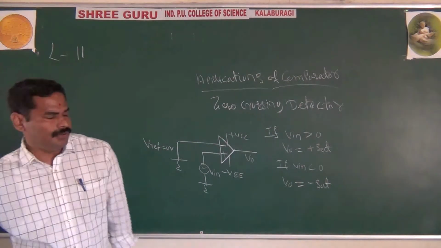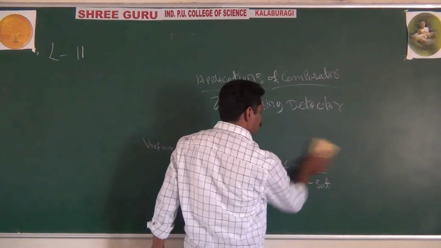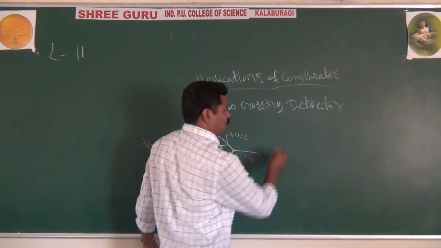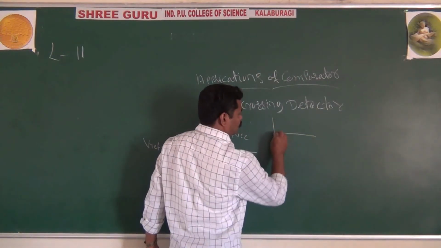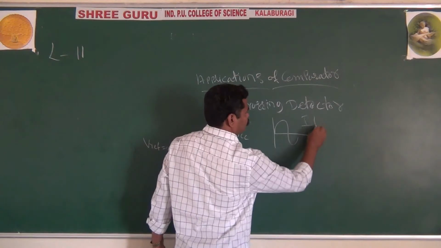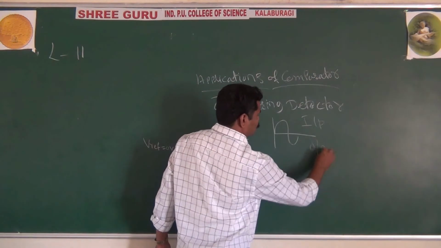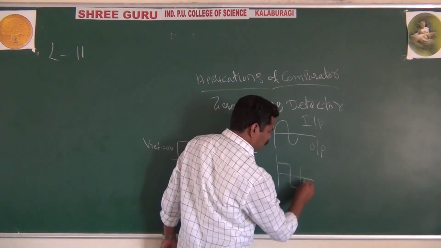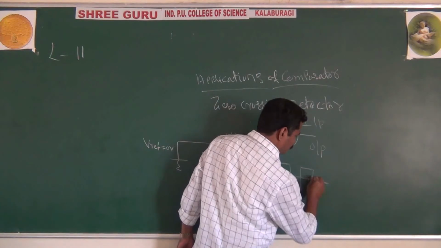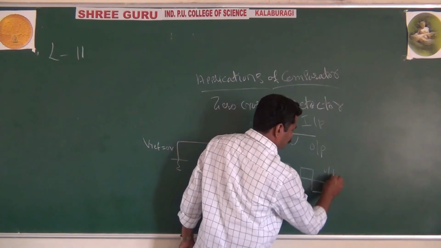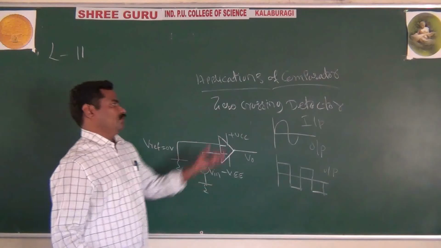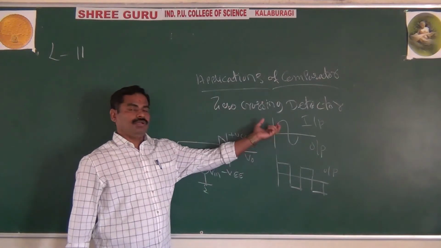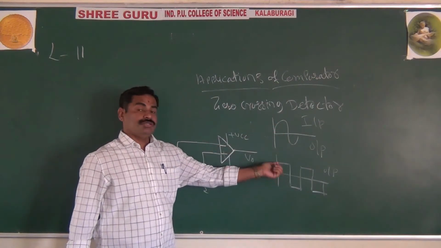Especially in the zero crossing detector, if you apply the input as a sine wave, we may get the output as a square wave. This is also an important application of our zero crossing detector. If you apply the input as a sine wave, we get the output as a square wave.